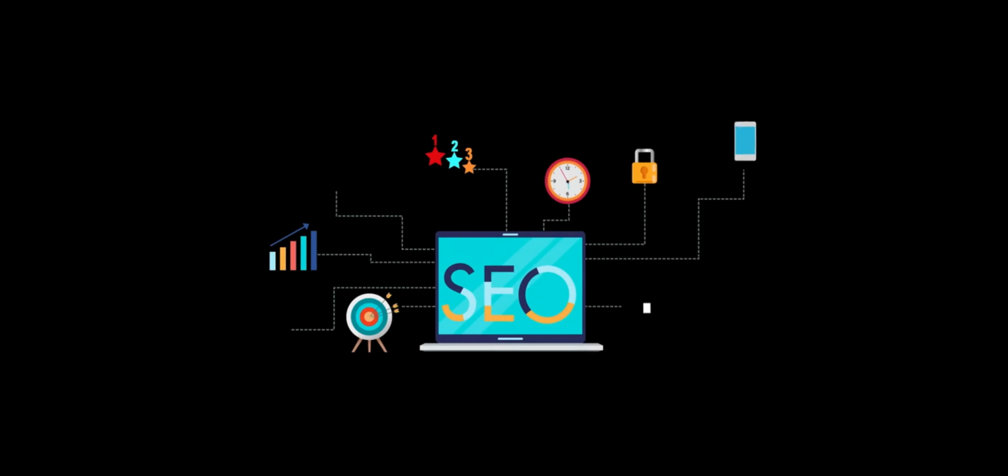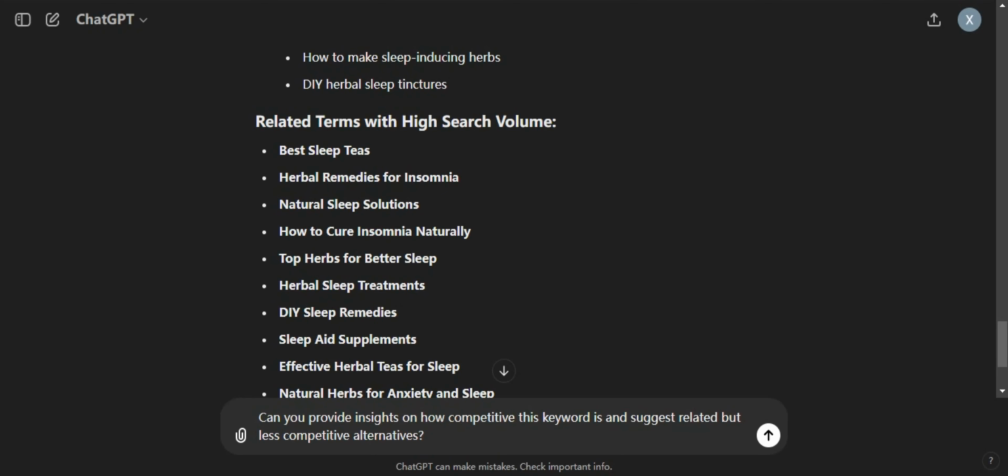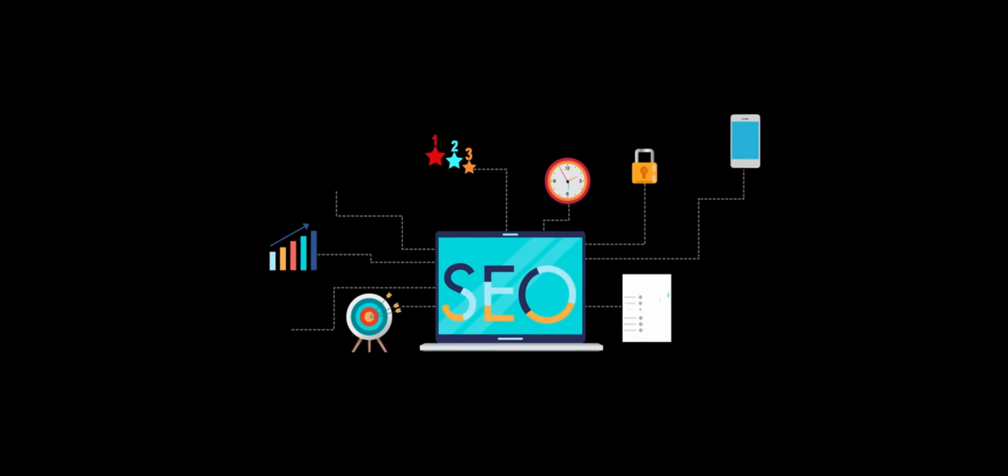This step involves breaking down the list into even more refined options and understanding the potential impact of each keyword. Start by selecting a keyword from your refined list and ask ChatGPT, "Can you provide insights on how competitive this keyword is and suggest related but less competitive alternatives?" ChatGPT will analyze the keyword, taking into account factors like competition and search volume. It might suggest long-tail keywords or related terms that can give you an edge in ranking.